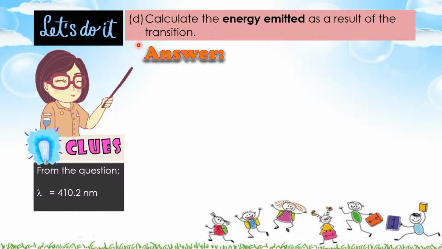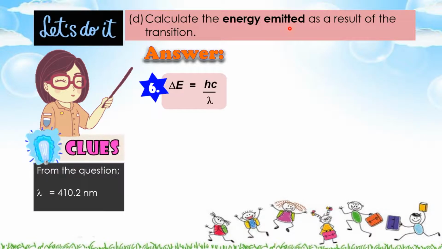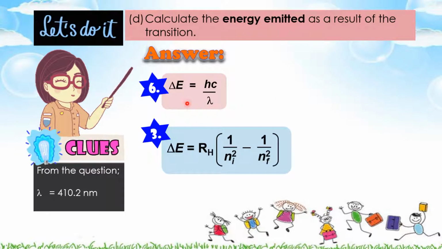For question D, calculate the energy emitted as a result of the transition. So energy emitted here means energy difference. There are two formulas that you can use. Either delta E equals hc over lambda, or you can use delta E equals RH times 1 over n initial squared minus 1 over n final squared.